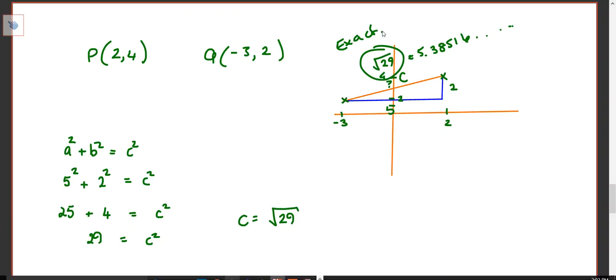Feel a bit better about those numbers? Make more sense, yeah? So that's it. What about the equation of this line? Let's do it quickly, just for practice. Equation of this line.